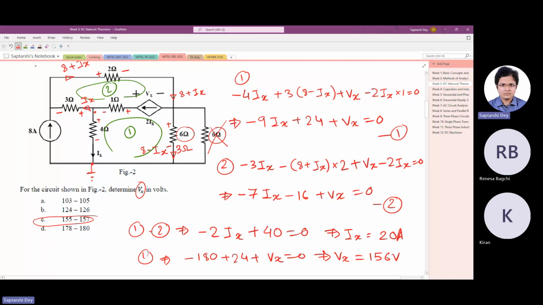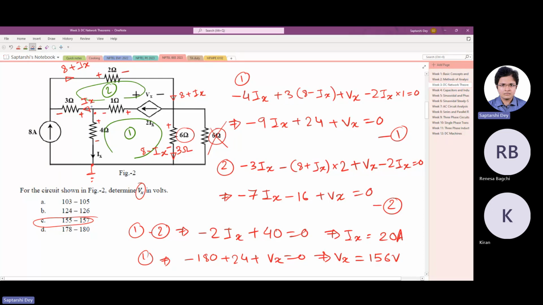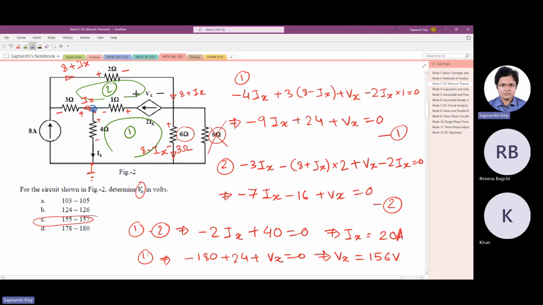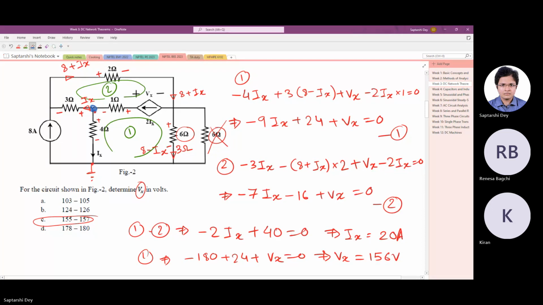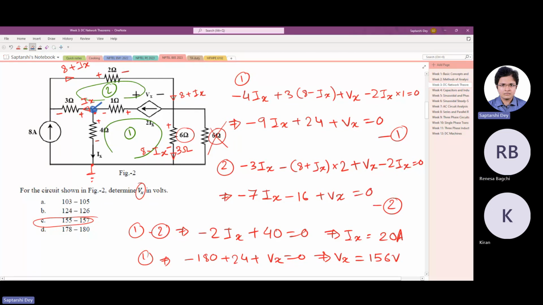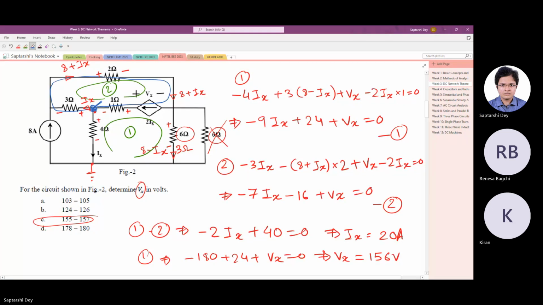The second node starts from here. Say I have started it from here. Can you see the blue dot I'm drawing? Large blue dot. From this place I'm starting. Now if you go along this resistance, this is the minus 3Ix, then 8 plus Ix times 2, then this source, then this resistance, and you stop here.